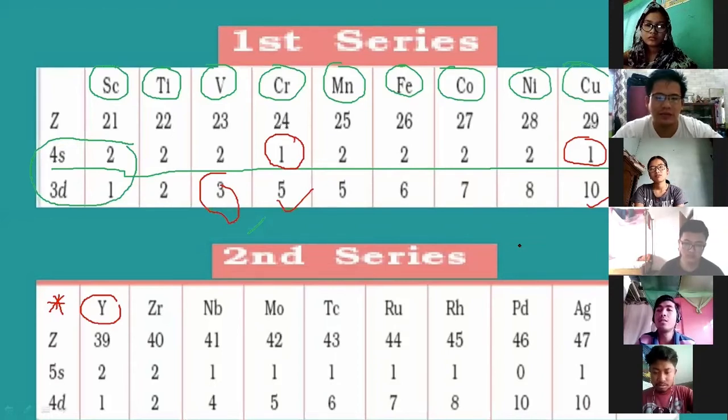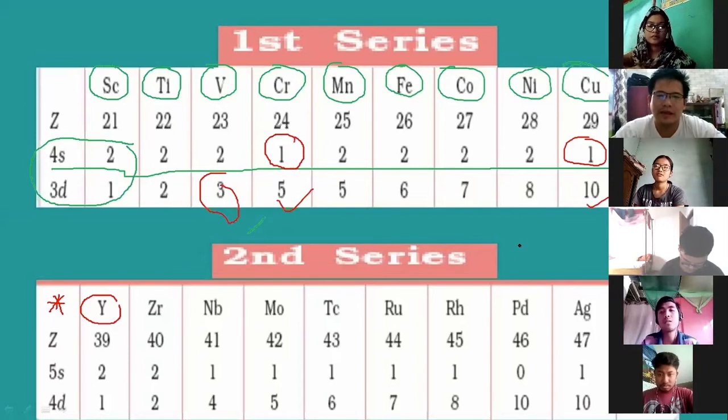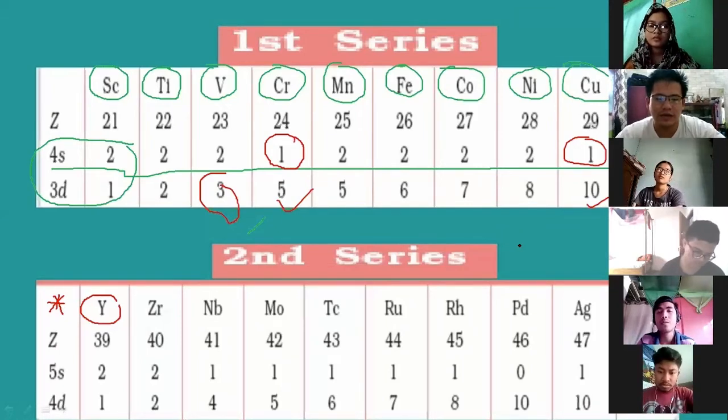Nickel is a catalyst. Have you heard about Raney nickel? Raney nickel we will discuss in organic chemistry. Then for sulfuric acid, can you tell me the name of the catalyst used in the contact process? Vanadium is the catalyst.